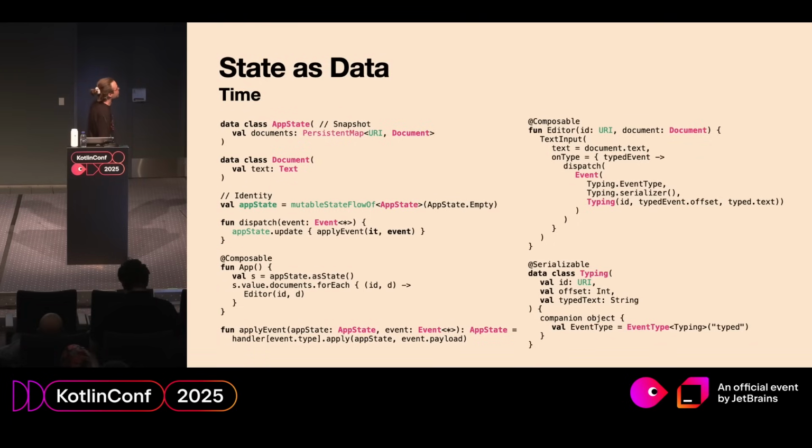Let's put that in code already. This is a little Fleet code that I managed to put in one slide. Pink here is the state and data, and the greenish ones are identities. So we put the entire state of our editor into a single data class, which contains a persistent map from URI to the documents. Document has the text, which is a persistent data structure holding the string. It's very similar to string, but it's more efficient for updates. And we have everything we need here.